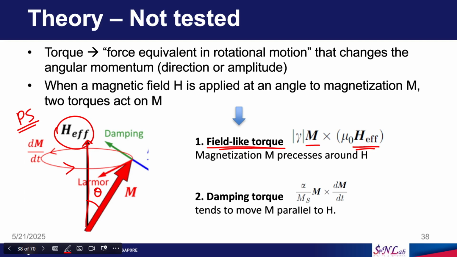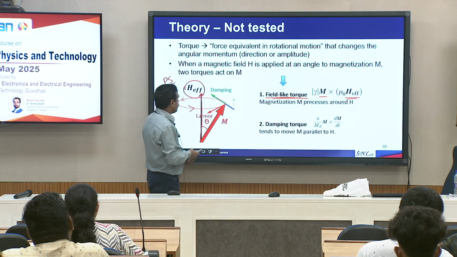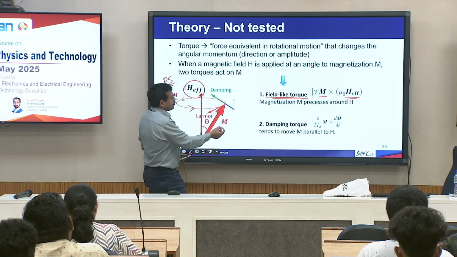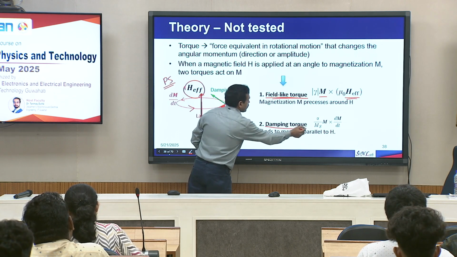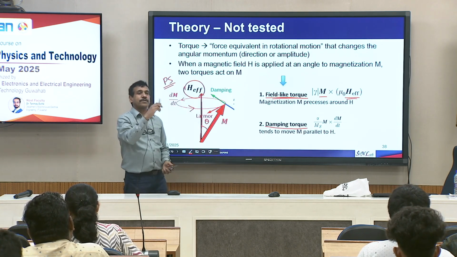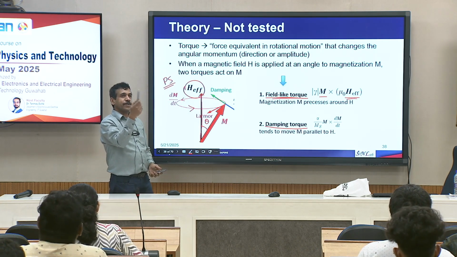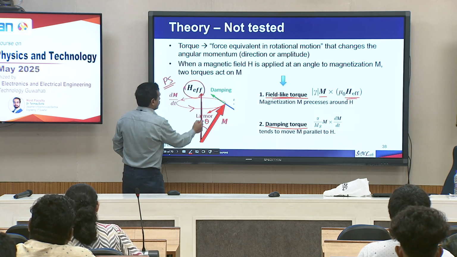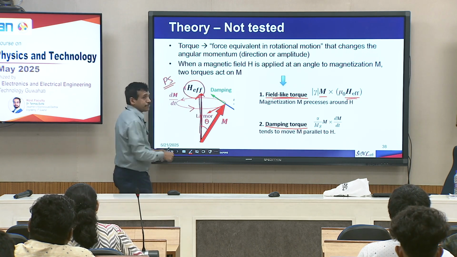Secondly, this precession cannot happen forever. In systems when this kind of precession happens, some energy transfer happens. So, finally, the magnetization precession will be damped, which means the precession will slowly die down, and finally this magnetization will point along the direction of this magnetic field.